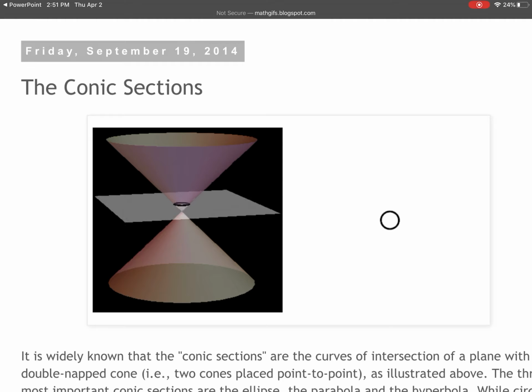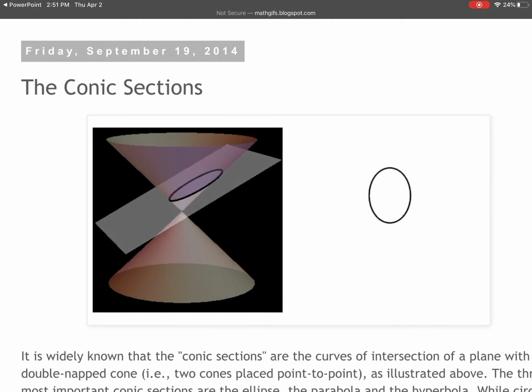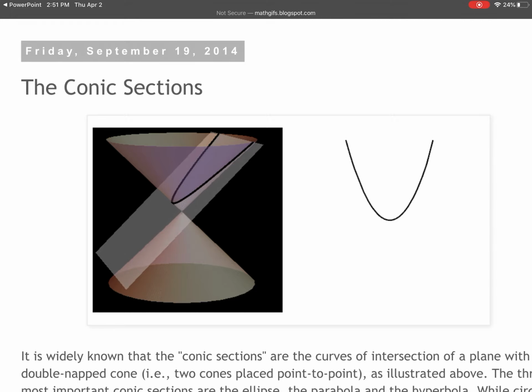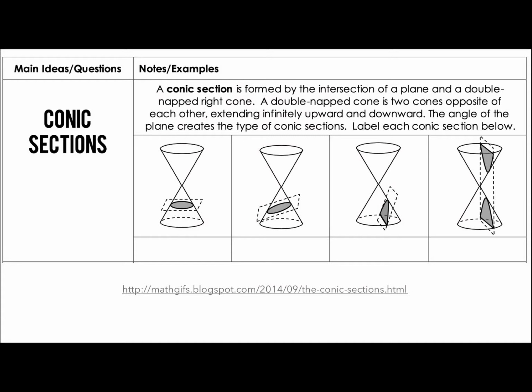So once again, horizontal, you got a circle. Change the angle, you've got an ellipse. Change the angle a little more, there's your parabola, and a little bit more, there's your hyperbola. Okay, so once again, you've got a circle, an ellipse, a parabola, and a hyperbola.